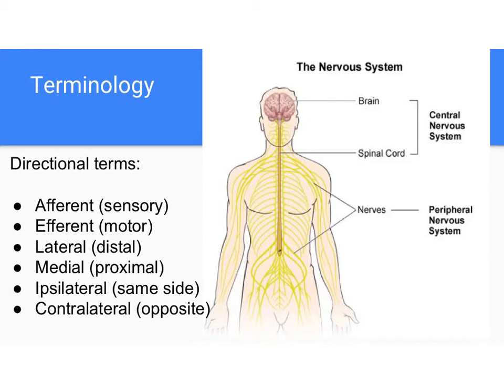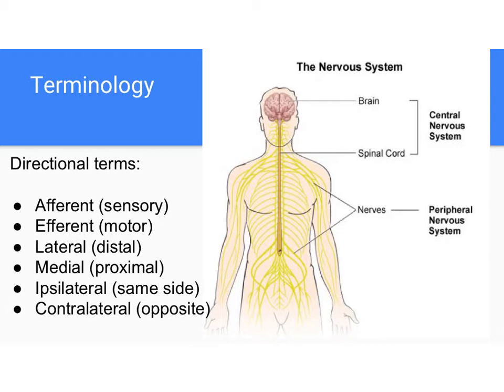There are directional terms associated with the nervous system that you should become comfortable with. There's an afferent projection. We'll see that's the sensory information coming from the periphery of the body. That's afferent. And efferent is motor commands coming down to the muscles that allow us to move. There's also lateral, which would be on the side, also known as distal, which is the opposite of medial, which is in the midline, or proximal. And two additional terms are ipsilateral, which means same side, and contralateral, which means opposite.